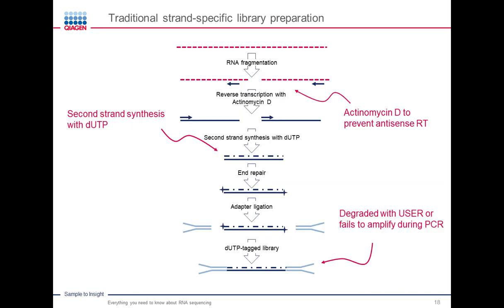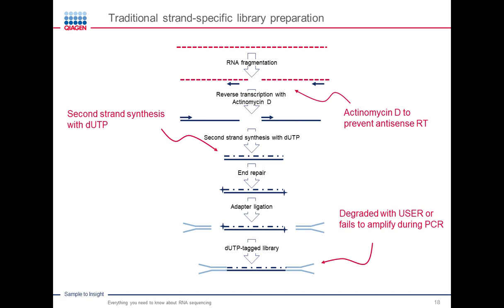So a little more theory here on how stranded libraries are prepared. Traditionally, we have the following method. You have your RNA and you fragment it. You then perform reverse transcription in the presence of actinomycin D, which prevents antisense reverse transcription. From there, you perform second strand synthesis with dUTP.